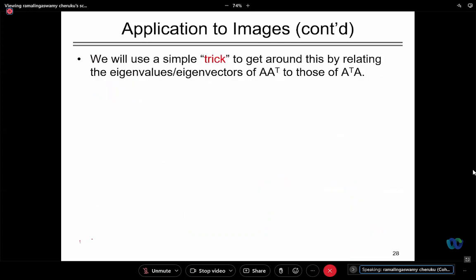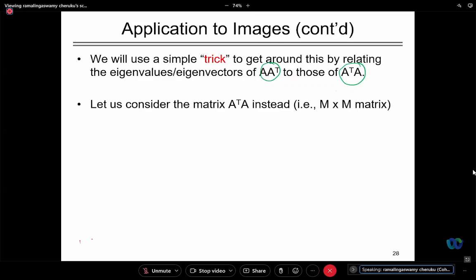We will use a simple trick to get around this problem, by relating the eigenvalues and eigenvectors of A into A transpose to those of A transpose into A. Actually we are interested in finding the eigenvalues and eigenvectors of A into A transpose, but there is a small trick: we can achieve this computation very easily with A transpose and A. We will see the logic behind it between A into A transpose and A transpose A.